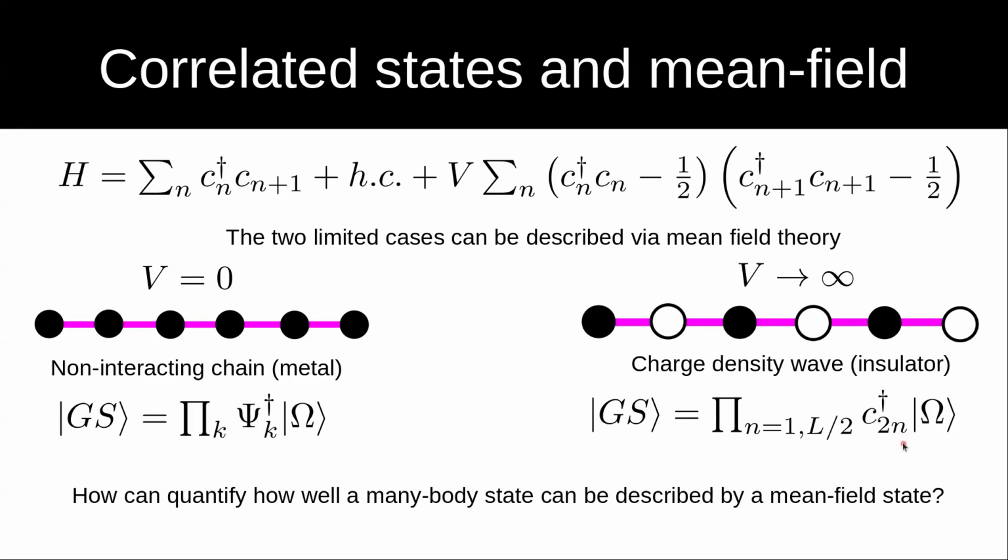So technically speaking, one can describe the V equal to 0 limit using mean field theory, and one can describe the V equal to infinity limit also using mean field theory. Intermediate values of V cannot be described using mean field theory, but these two limits can be described. So an important question is how can we know when we can use mean field theory and when we cannot? In the case V equal to infinity, clearly we can use mean field theory, but how do we know that in some intermediate case we can or we cannot?